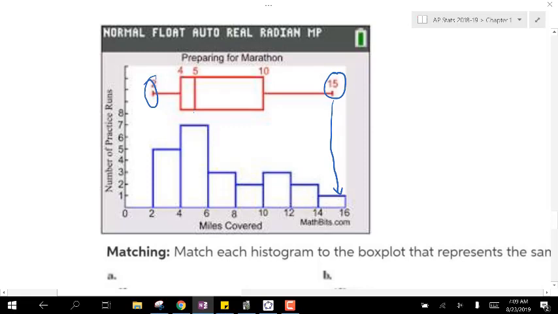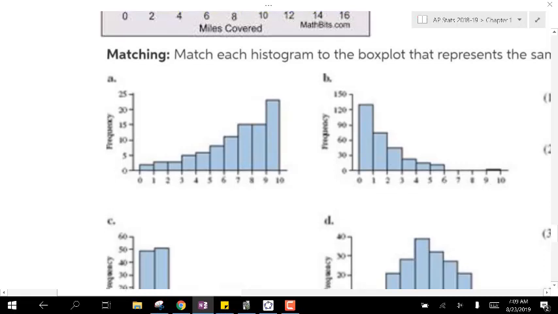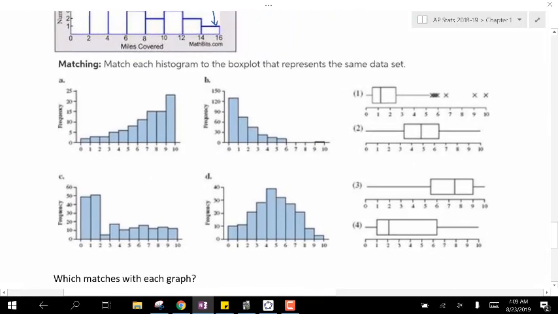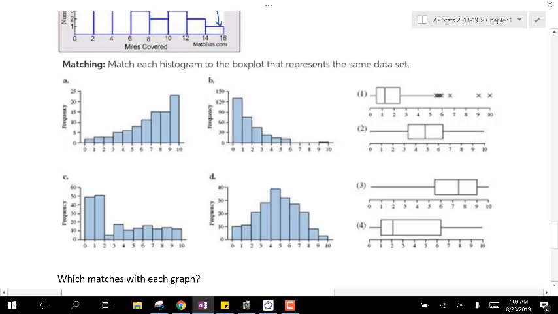Nothing fantastic here. Now we need to match each histogram to the box plot that represents the same data. So right off the bat, number 1, I have 3, maybe even more outliers. Which one looks like it has outliers? Probably letter B, because we have those higher values there. None of them are much different. If we look down at C, the first 2 have a lot of numbers, but they're still pretty close to the 10. So for 1, we're going to go with B.